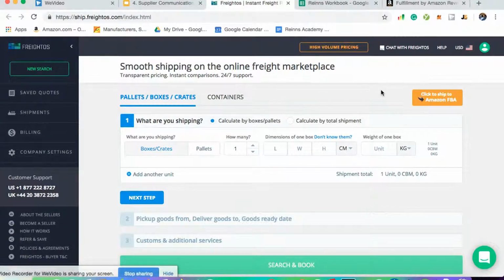Number 3, for your first shipment, definitely they're going to go into different Amazon warehouses. For example, one is going to go to the West Coast, another one is going to go to the East Coast. So you literally don't know anything if you do click to Amazon FBA.